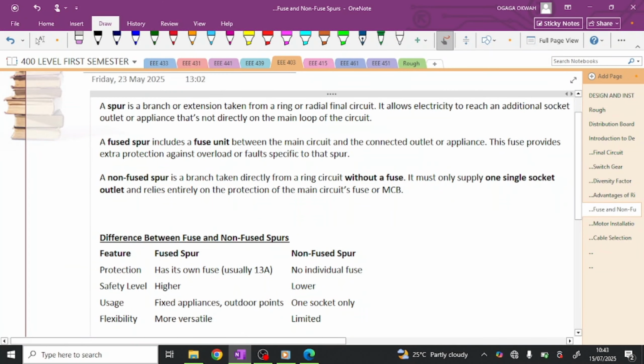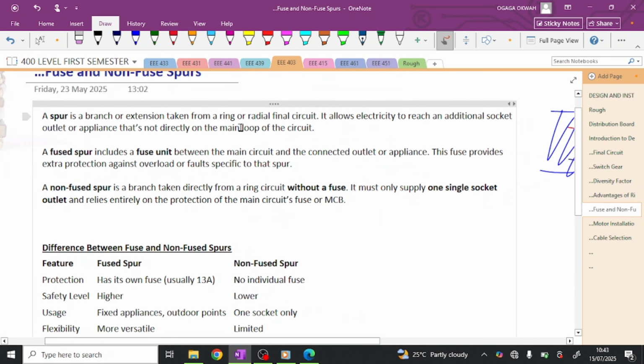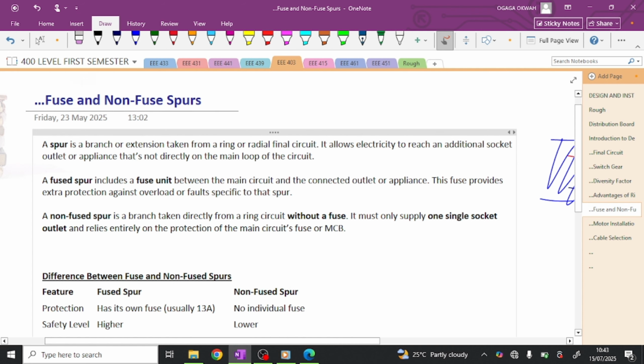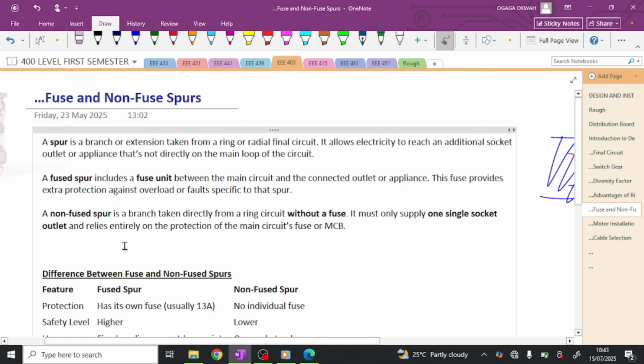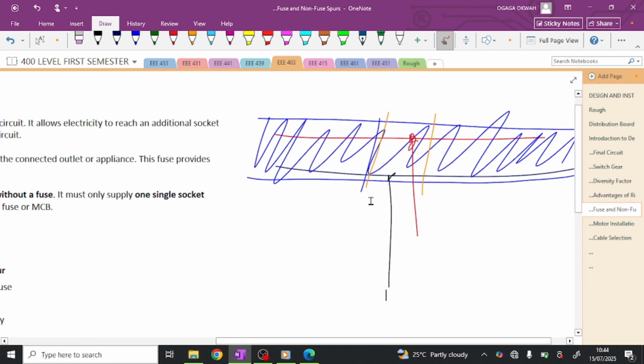So it's a branch or extension taken from a ring or radial final circuit. We just talked about ring and radial. It allows electricity to reach an additional socket or outlet or appliance that is not directly on the main loop of the circuit. A fuse spur includes a fuse unit. This is part of the past question, saying that we should differentiate between fused and non-fused spur. If you put a fuse there, then it's a fused spur. If you do not put a fuse there, then it's a non-fused spur.